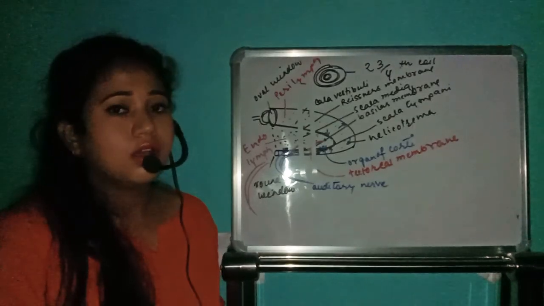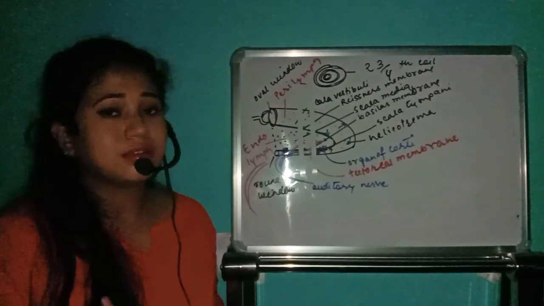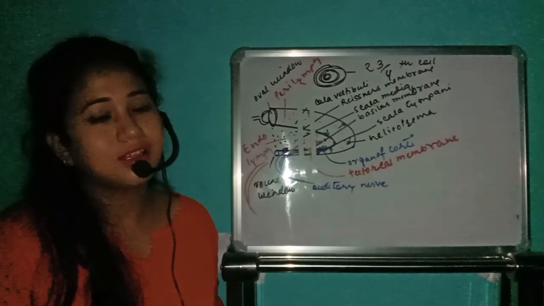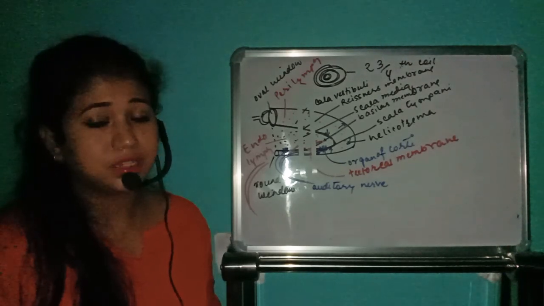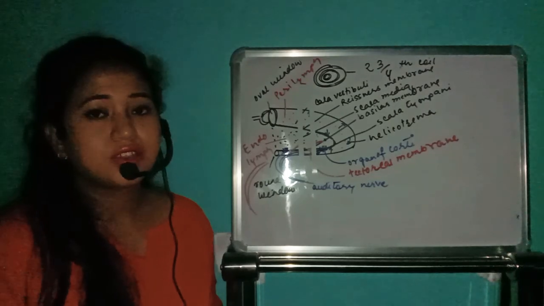The function of the ear, that is hearing and balancing, we have completed. So that's all about this video. We have completed neural control and coordination. So that's all about it.